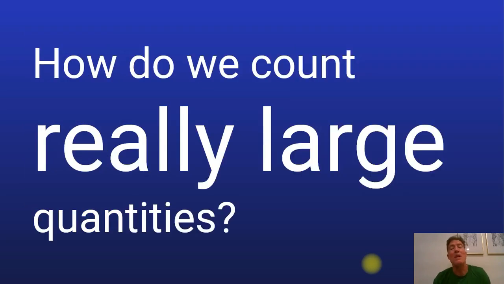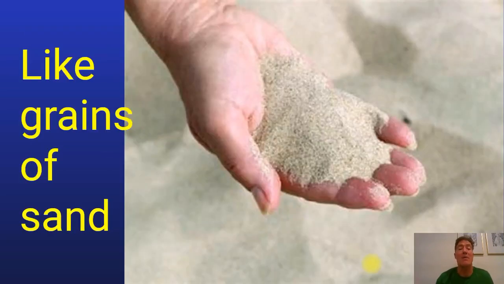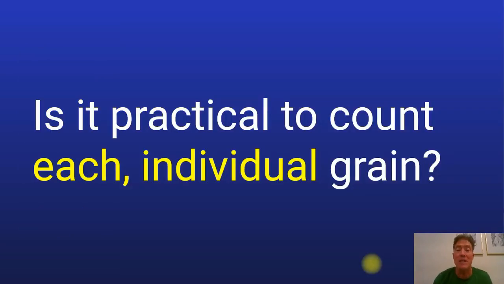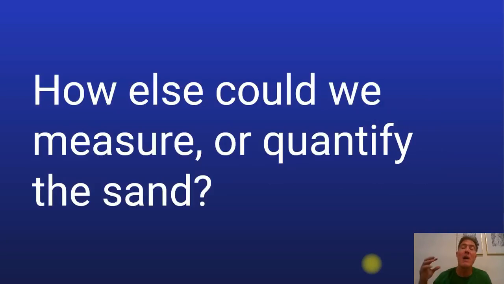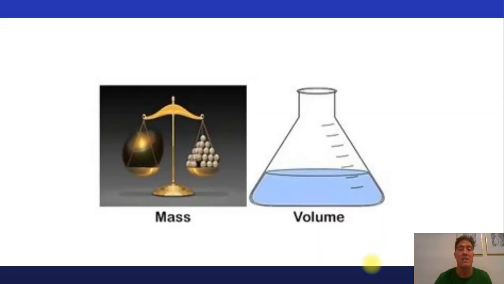But how about something really, really large? How about counting grains of sand, for example? Is it practical to count each and every individual grain? Well, of course not. So how else could we do it? How could we measure or quantify the grains of sand? Well, you might think we could weigh. We could take a certain amount and weigh it. Say, let's take 10,000 grains of sand and weigh it. And if that turns out to be some usable amount, then every time we have that amount, we have 10,000 grains.